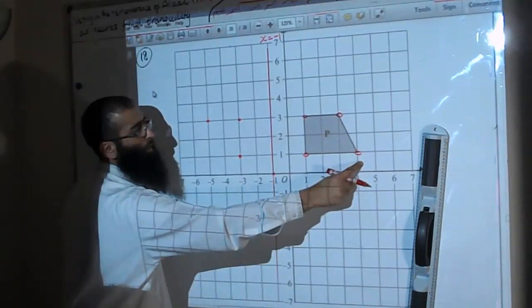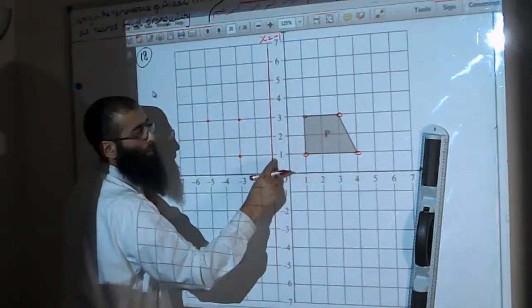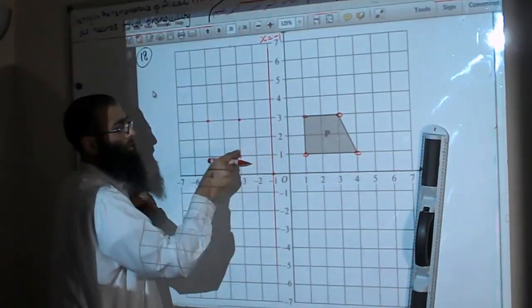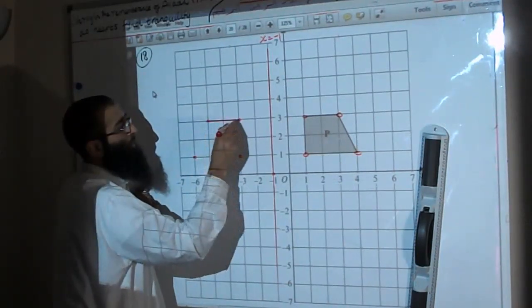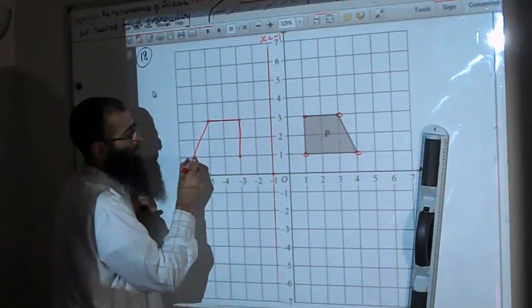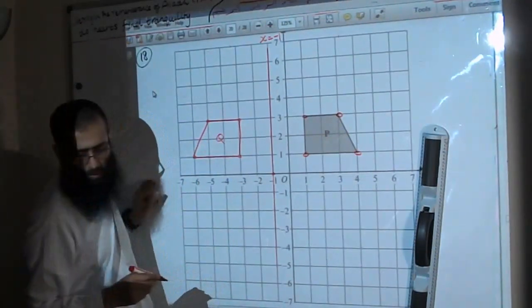Samia, how much is that one? Don't say 4. 3. 1, 2, 3, 4, 5. 5. So 1, 2, 3, 4, 5. So if you join this up now, you get this. So that is called shape Q.